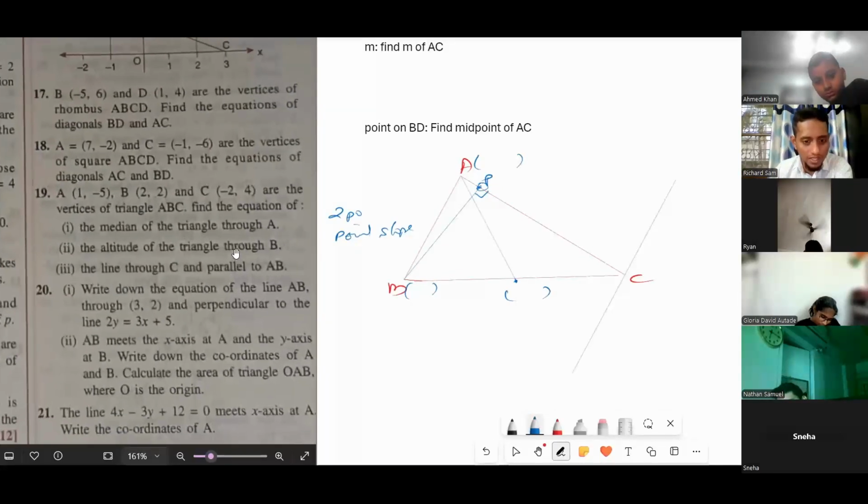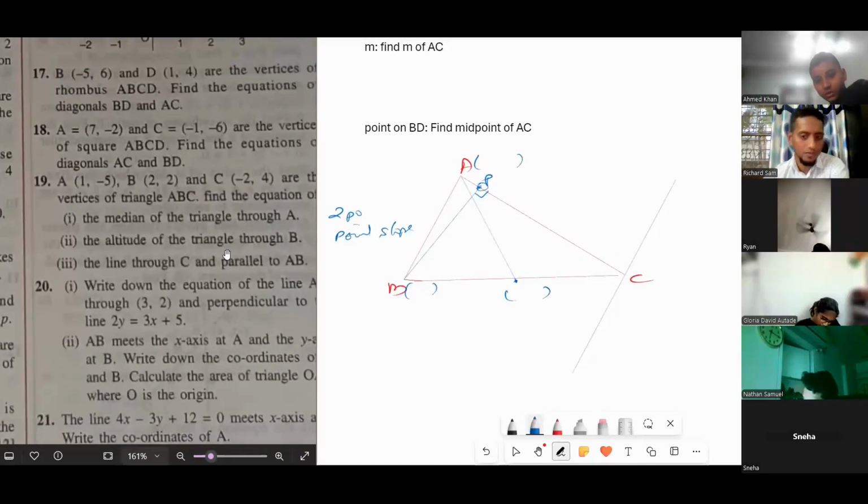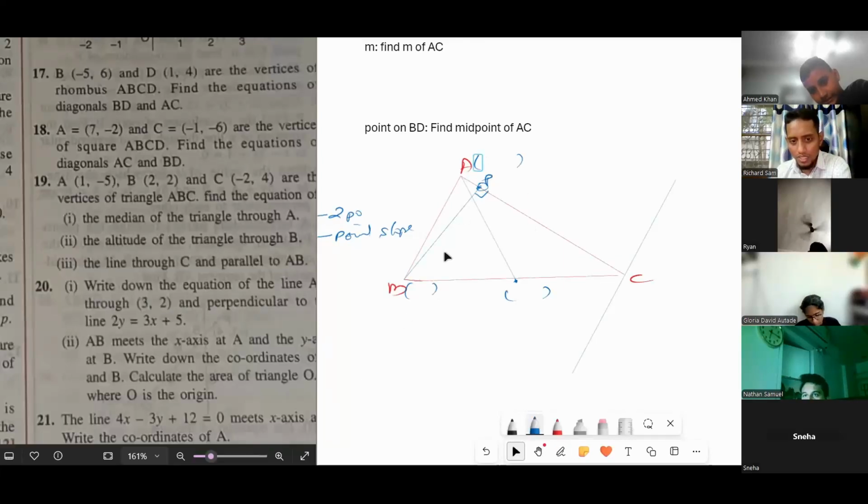Draw the diagram, write down the hints. So for the third question, we'll use the point and slope formula. Why? We have 2 points, no? A and B. So we can find the slope. That slope will be equal to the slope of the line through C parallel to AB. Two parallel lines have the same slope.